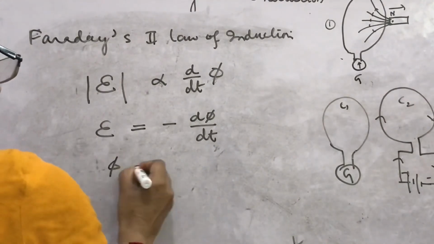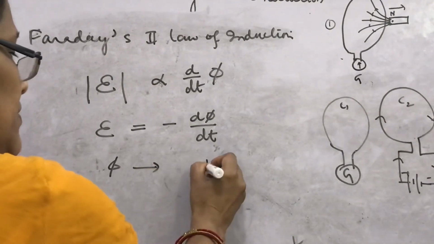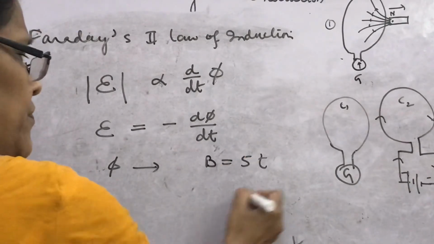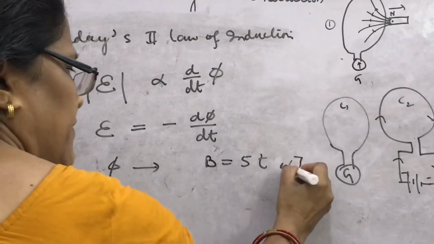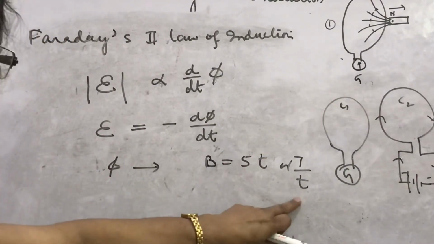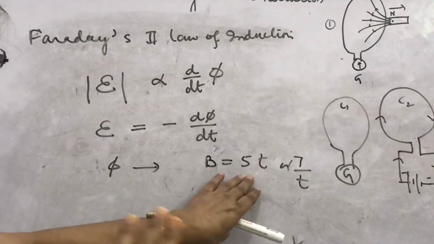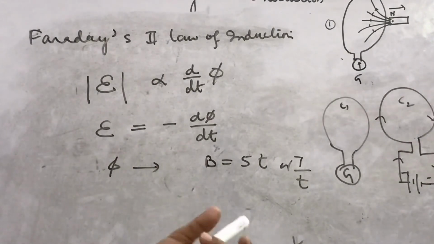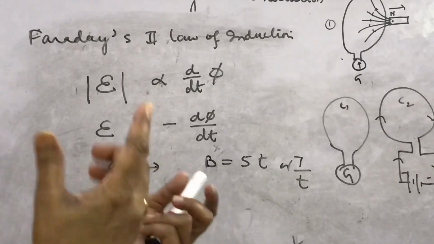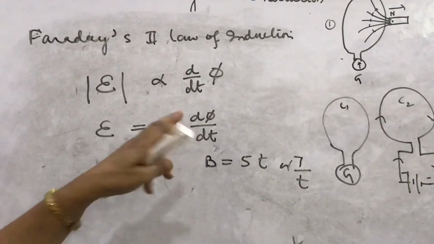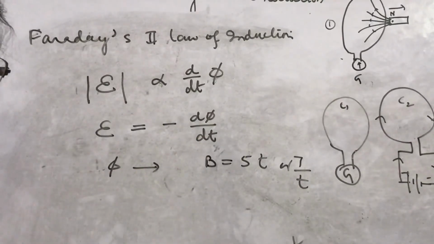The first way: if you take the magnetic field as B equal to 5T or B equal to 7t, so the magnetic field is changing with time, and in this changing magnetic field you place a closed circuit. You will find there will be a continuous rate of change of flux, and there will be continuous production of EMF.